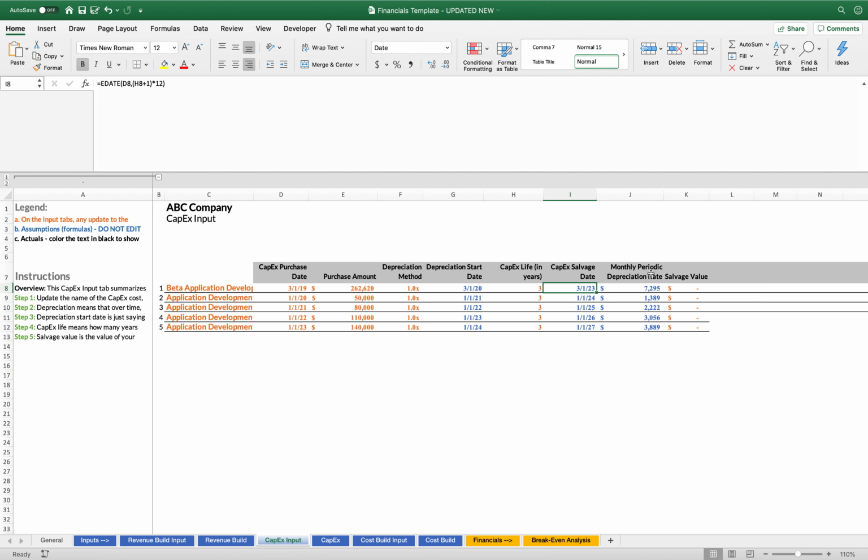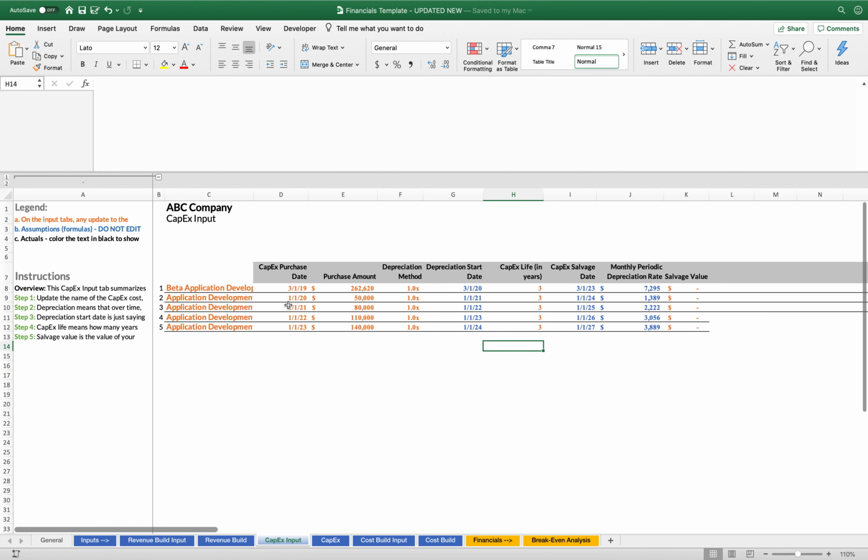And then the monthly periodic depreciation rate is basically just saying what's our purchase amount divided by the 3 years divided by 12 months a year. So this is going to be depreciating at a rate of $7,295 per month for those 3 years of that expense's life. And then the salvage value is going to be nothing, right? We're saying it's fully depreciated and now has a value of 0.